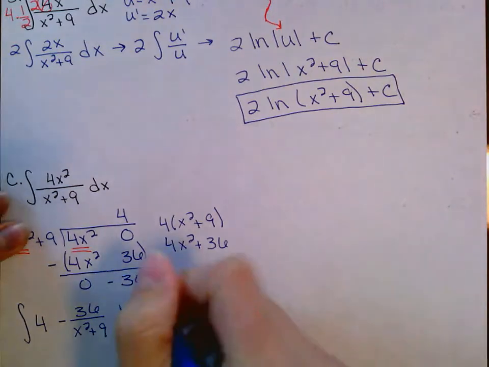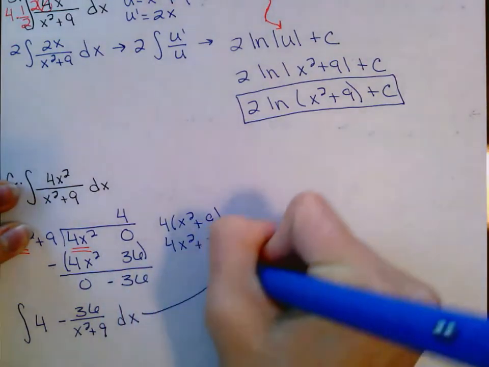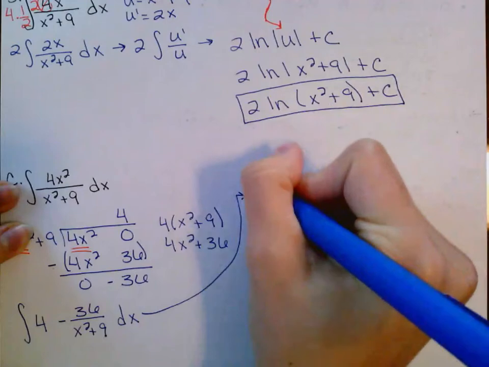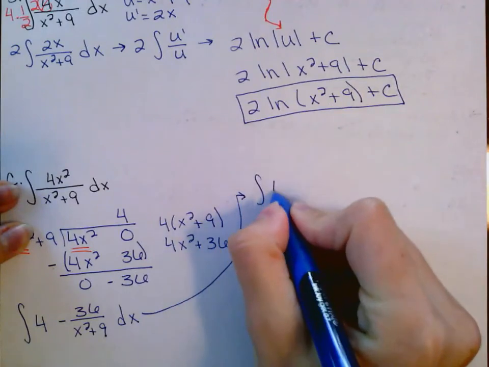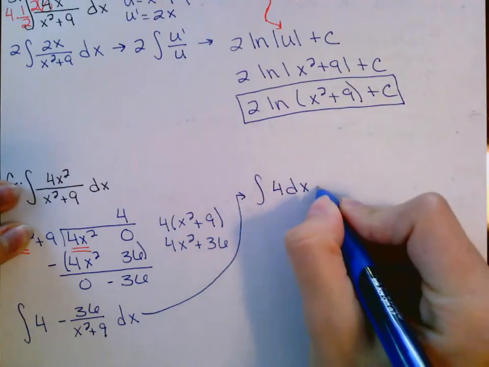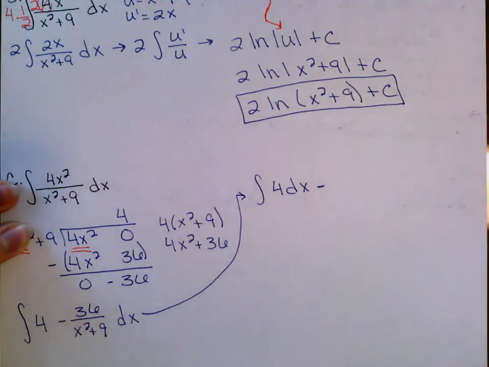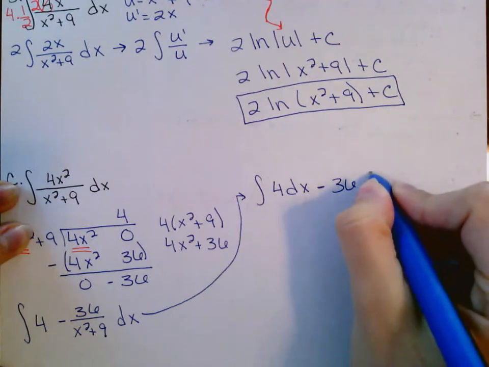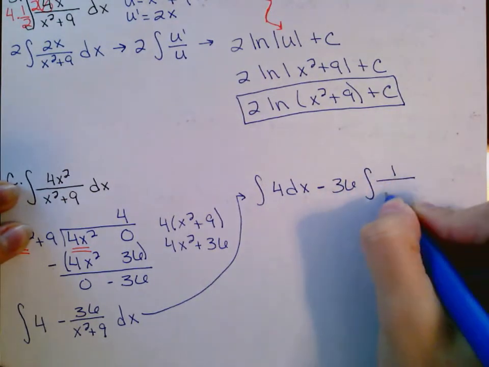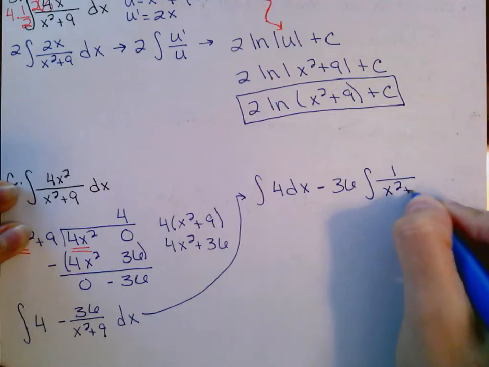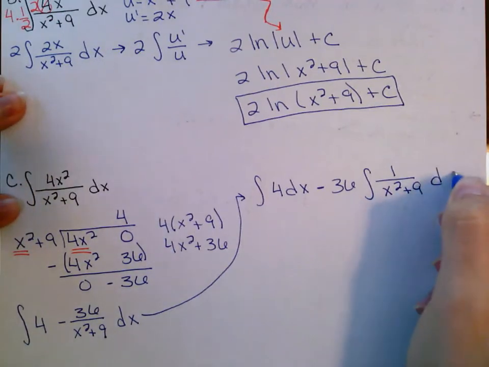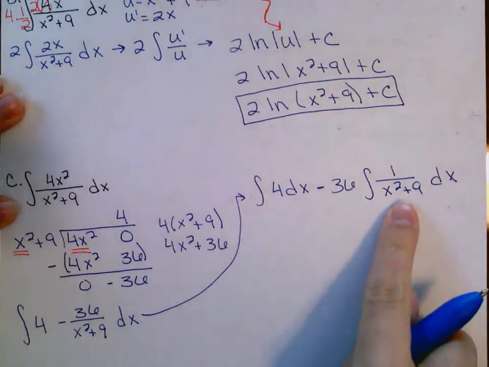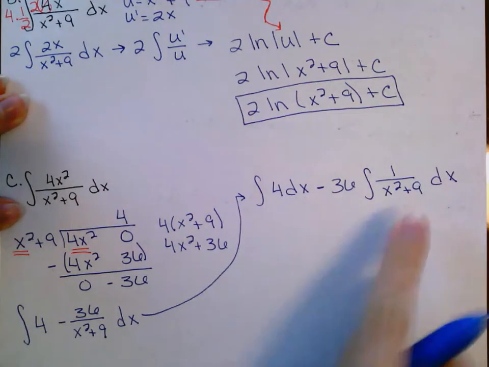Okay, I'm going to bring this up here, and I'm going to split it. I'm going to say the integral of 4 dx minus, I'm going to bring that 36 to the front. I know this isn't going to work as a u sub, okay, because if it was u sub, I would need at least an x up there. So I'm going to take out that 36 and say the integral of 1 over x squared plus 9. Okay, now this looks like the first question we did, and we can catch that this is arctan.